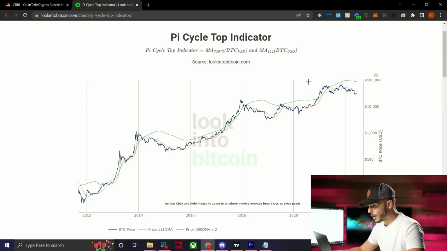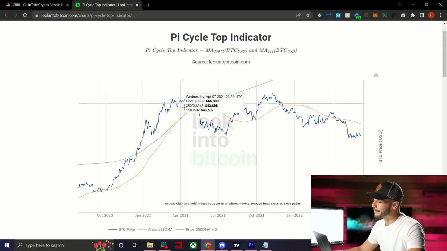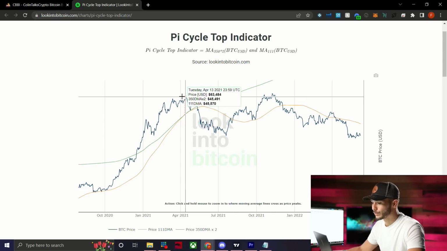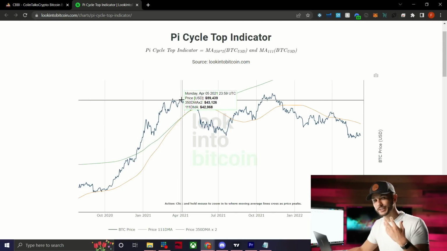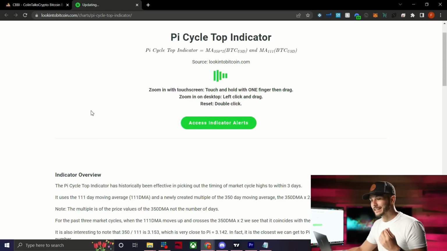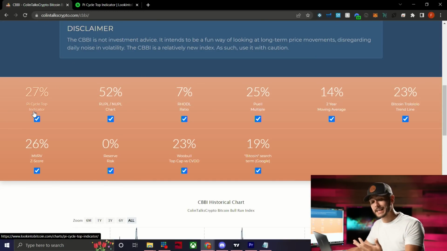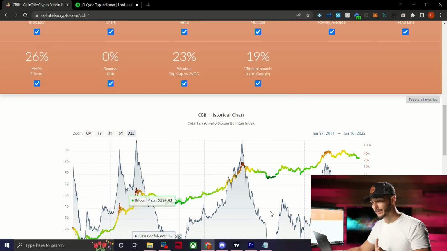Now, if we come to our current bull run that we're in right now, you can see right here we did get the cross, and it marks the top of this cycle right here in our first top in 2021. So pretty interesting information. Now, let's go back to the CBBI. I think it's important to know that they take this metric into consideration when calculating this chart.